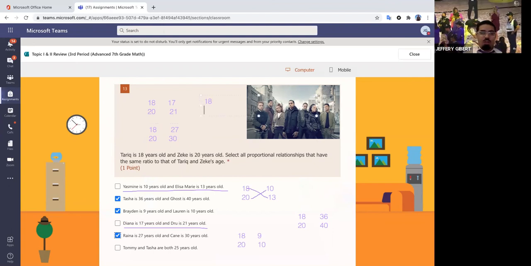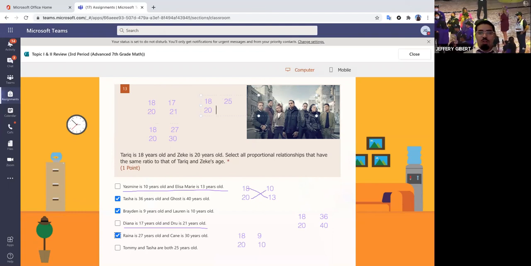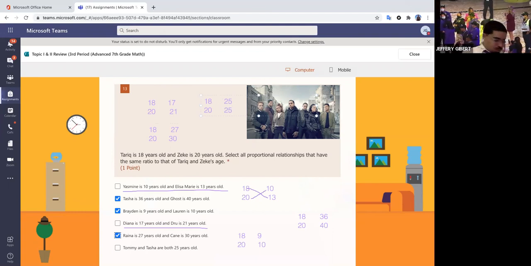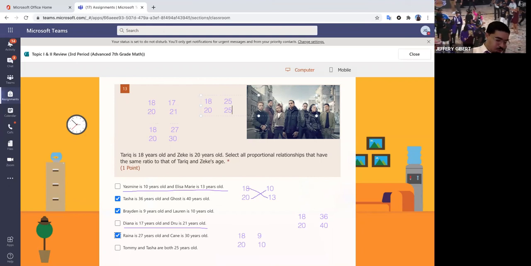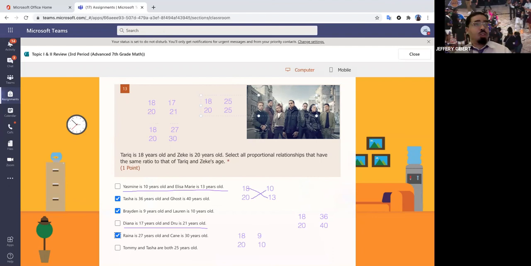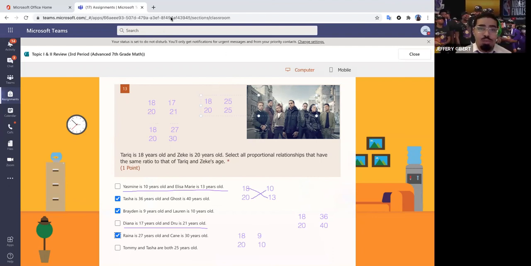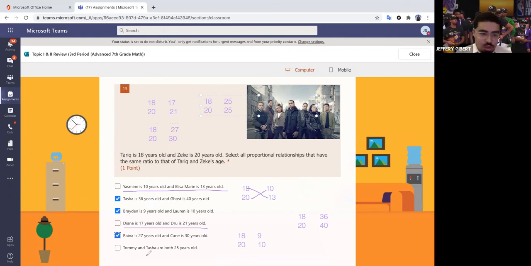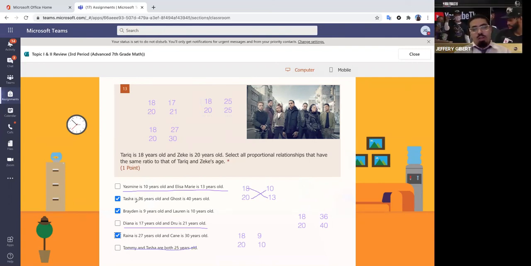And then the last one, both these people are 25. So 18 over 20 equals 25 over 25. So 18 times 25 is 450, and 20 times 25 is 500. So Khalees, is 450 equal to 500? Nope. So then this one is incorrect. So the right options were B, C, and D.